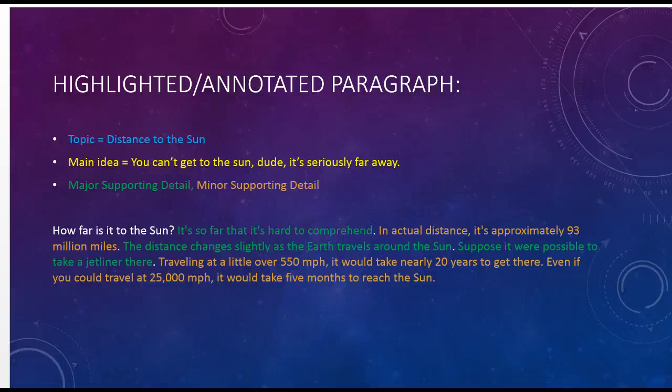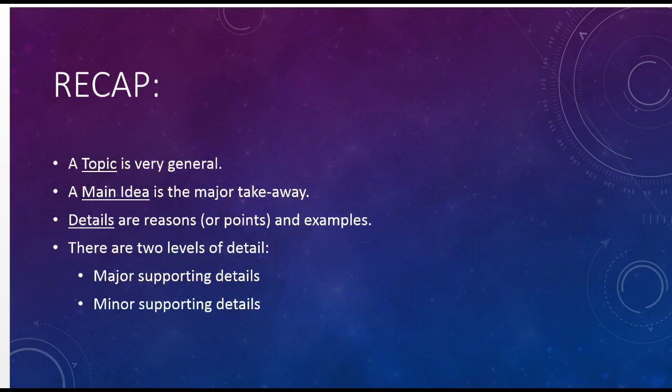Major supporting details, there are actually 1, 2, 3 of them marked in green here. 3 sentences that represent major supporting details, and minor supporting details for each one. So you can see that again, the major supporting detail, suppose it were possible to take a jetliner there, has a couple of minor supporting details that go with it. How long would it take you in a jet plane going 550 miles an hour? How long would it take you going 25,000 miles an hour? And once again, we go from the general, which is the topic, to the specific, which is the minor supporting detail.